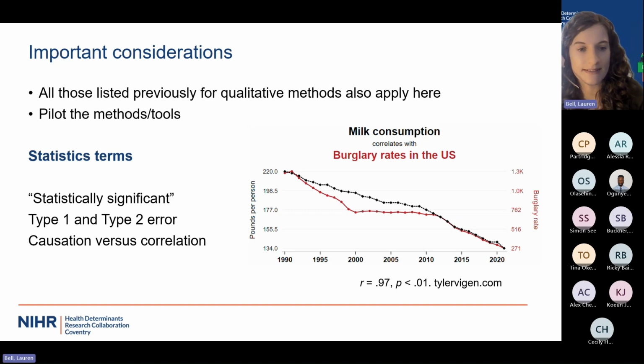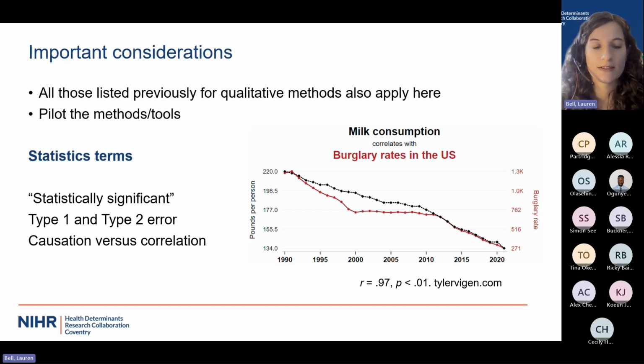So one is the term statistically significant. I don't know if people want to indicate in the chat if they've heard of this term. I think it's got into general speak. If you're making an argument, people might say, oh, but it's statistically significant. What that essentially means is that the evidence.